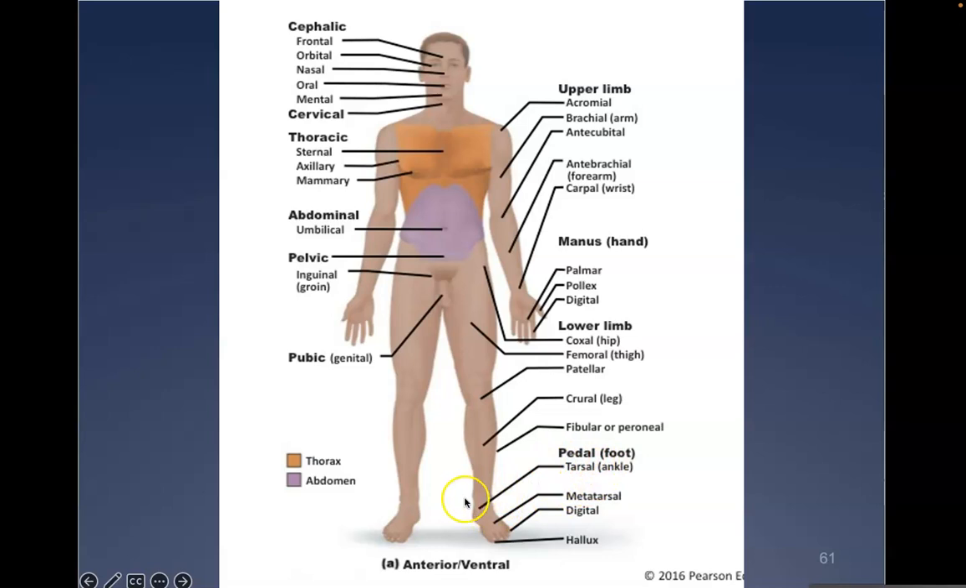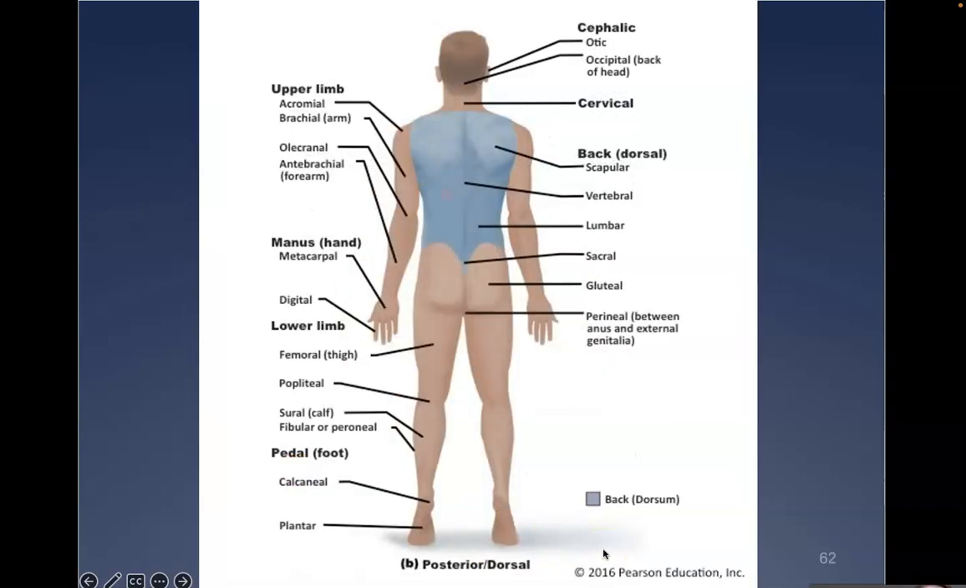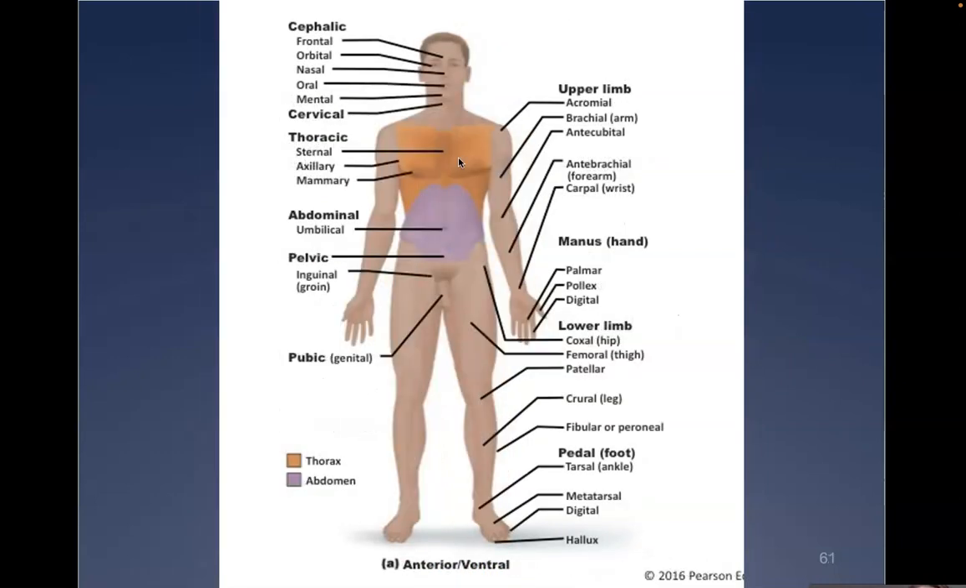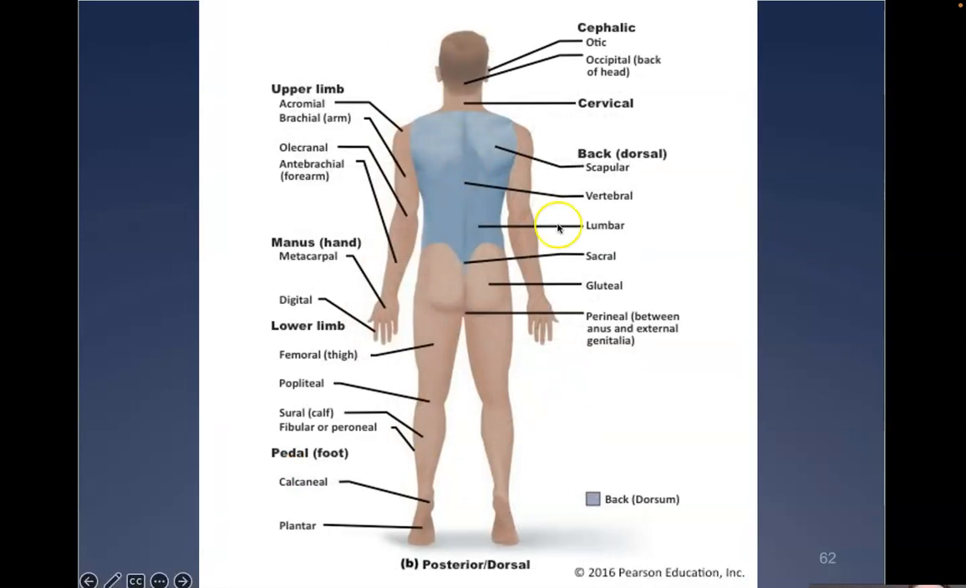Pedal is going to include the tarsal, which includes the ankle, and then your metatarsal region right up here, and then, of course, you have your digits, 1, 2, 3, and 4, and then that first one, your big toe, is going to be called the hallux. Okay. So again, just some terms to know. Again, looking at the posterior or dorsal side here. So this was all the anterior stuff that we just went over. Now we're going to go through the posterior or dorsal back side of things.